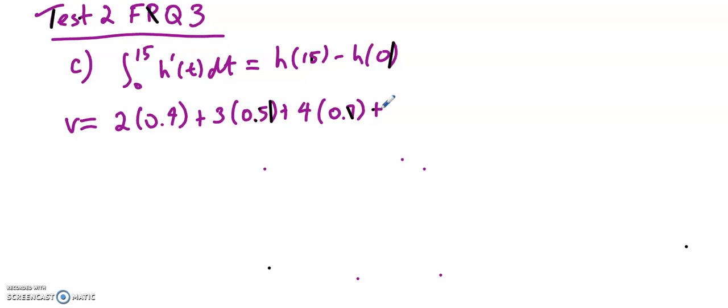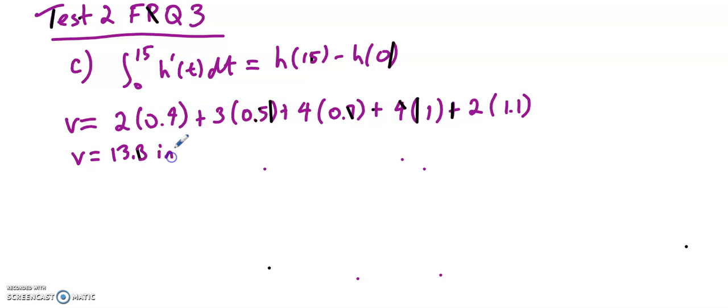plus the next one is from 9 to 13, which is a width of 4, and that would be times 1, plus the last one is from 13 to 15 minutes, so that interval would have a width of 2, and the height would be 1.1. And you do all this math by hand because this is not a calculator problem. You should get V equals 13.3, and the units would be cubic inches.